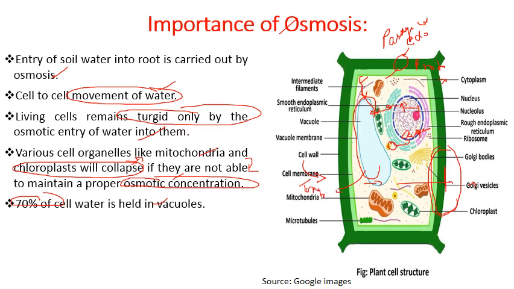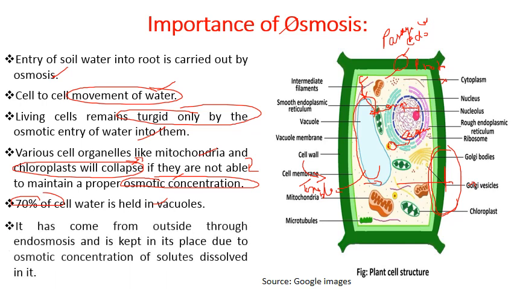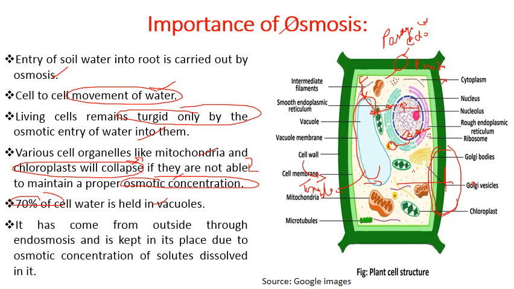It has come from outside through endosmosis. The water that goes inside the cell organelles enters by the process of endosmosis, because the concentration of solute inside is higher, and water enters inside and is kept in its place due to the osmotic concentration of the solute dissolved.